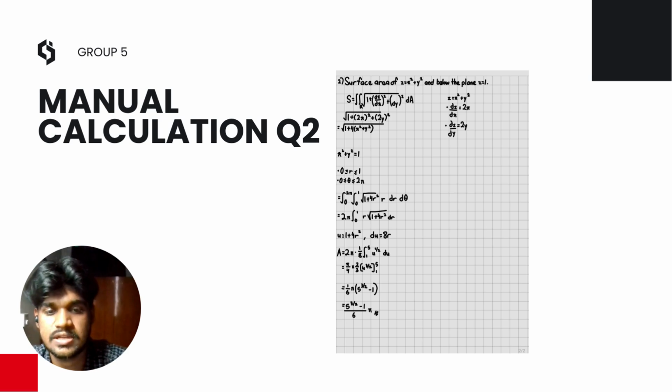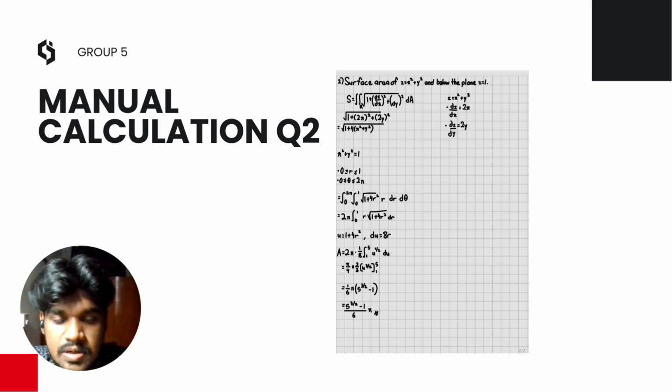As you can see, u equals r plus 4r squared. So du will be 8r. The lower bound changes from r equals 0 to u equals 1. The upper bound changes from r equals 1 to u equals 5. Substituting these in gives the step for the integration.